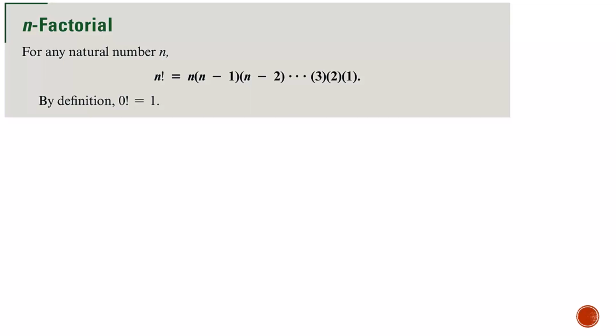That's how you read this. If you read 5 exclamation point, that's not a very excited 5. It just means 5 times 4 times 3 times 2 times 1, and that's the number of ways you can arrange 5 items. Notice, for example, in the previous one, we had 5 factorial was 5 times 4 times 3 times 2 times 1.